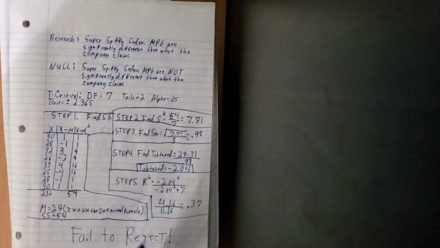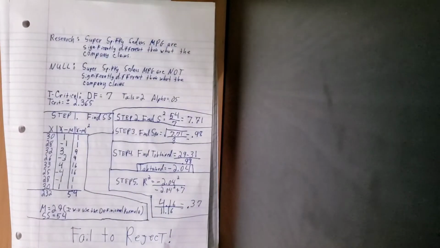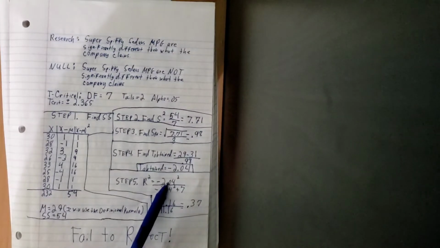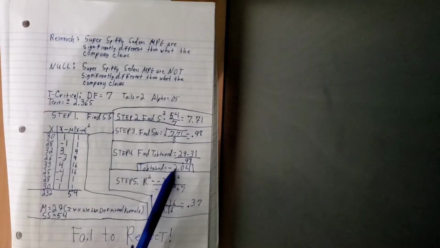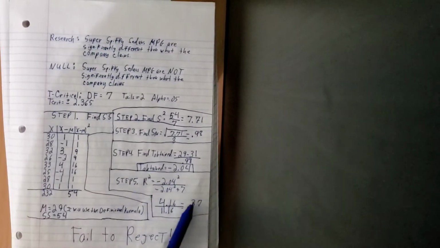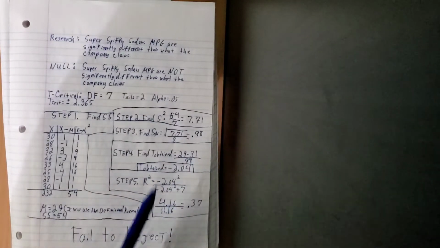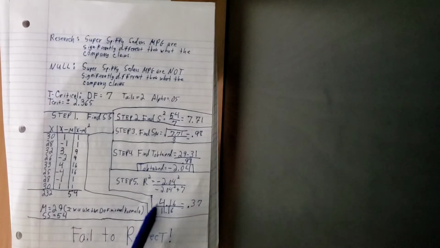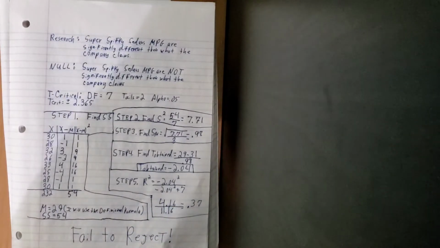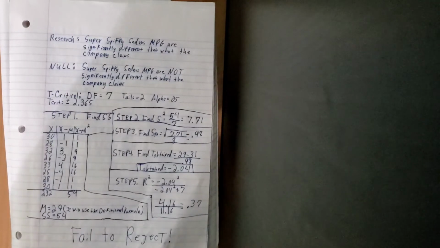So step 5, you want to get the R-square effect size. You simply square your T obtained value, and then that's over the squared obtained value plus the degrees of freedom. That will come out to 4.16 divided by 11.16, which equals 0.37. And we know that we have to fail to reject the null because it is not a significant result.